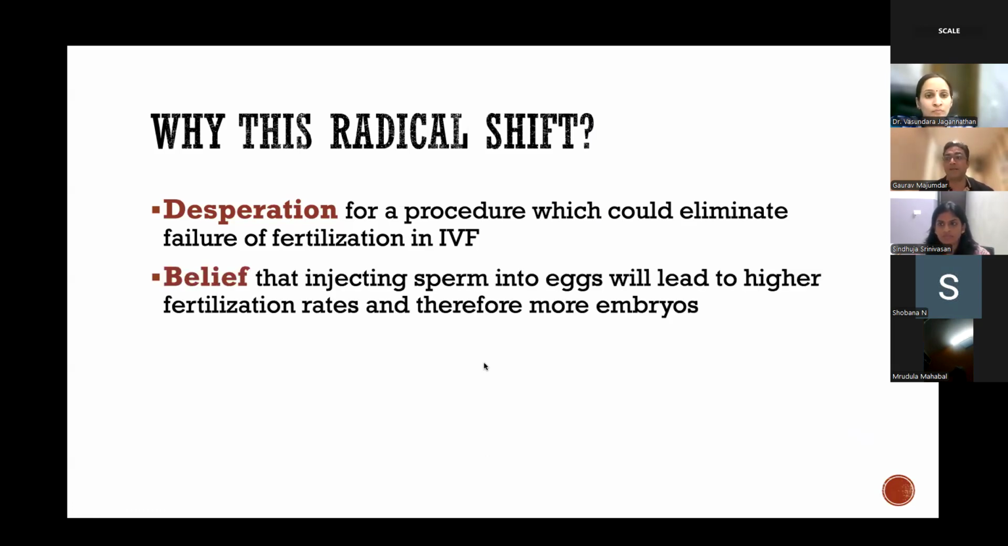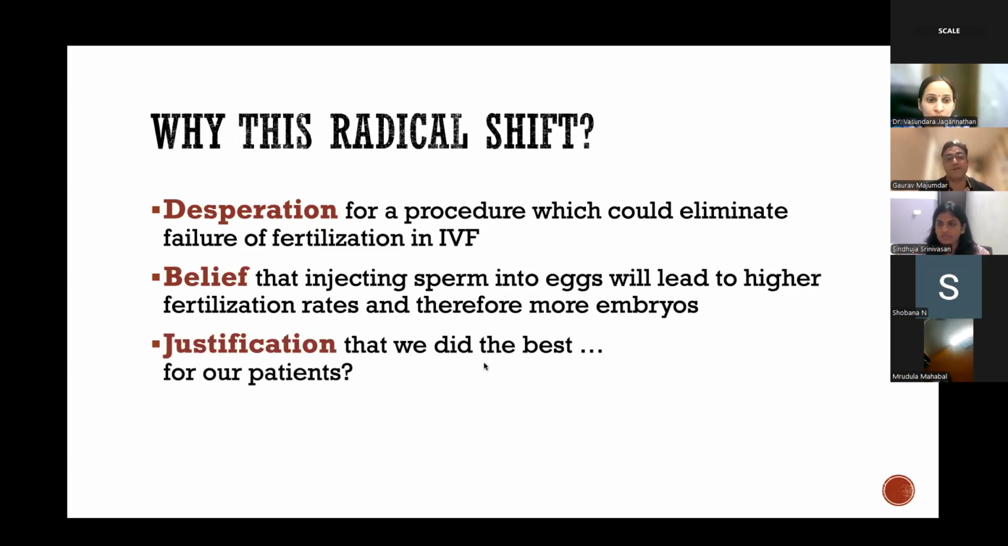Then a lot of people actually believe that injecting sperm into eggs will always lead to higher fertilization rates, which will then translate into more embryos. So this belief has to be questioned: just because the physical barrier of the zona pellucida is overcome through injection, does it actually lead to higher fertilization rates? Because if that's the case, then sure, it makes a strong point for performing ICSI.